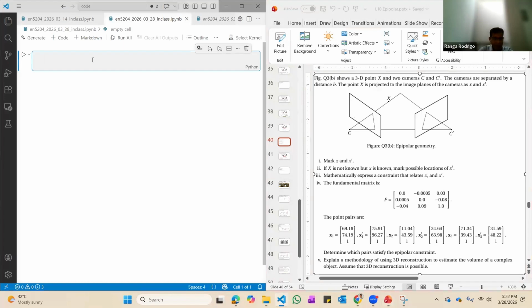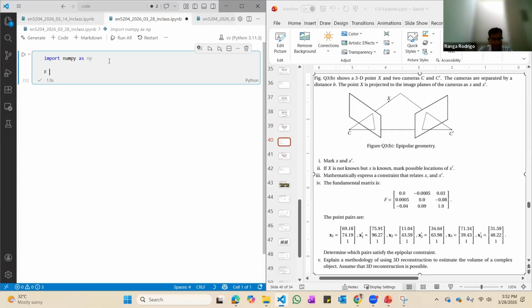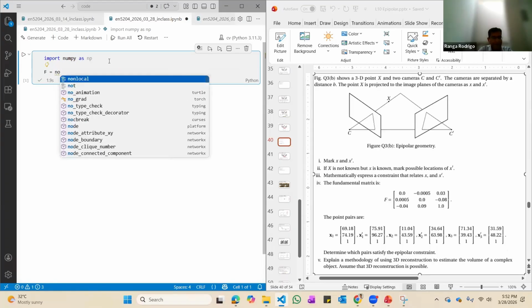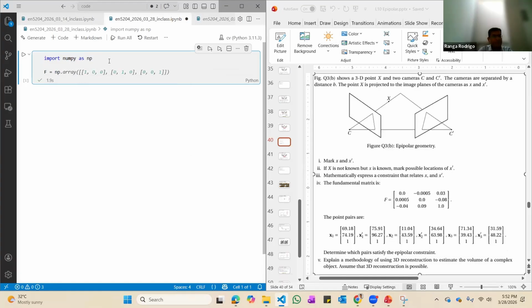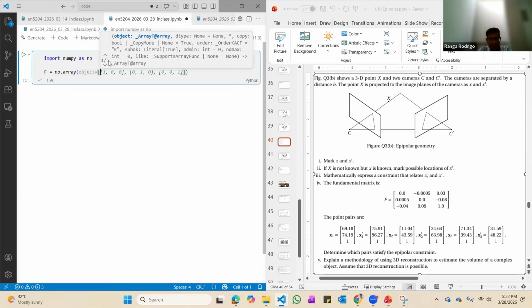All right, first of all, import numpy as np. Okay. So now let me write f equals np dot array. So I had to copy this. Without being lazy, I'll do that.